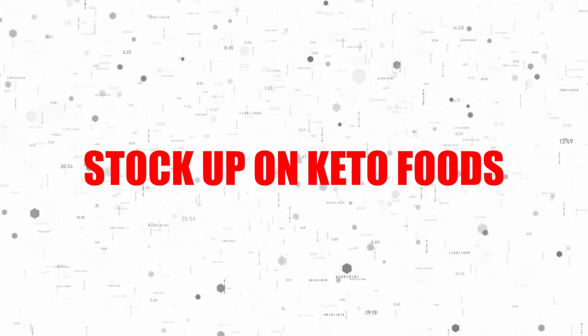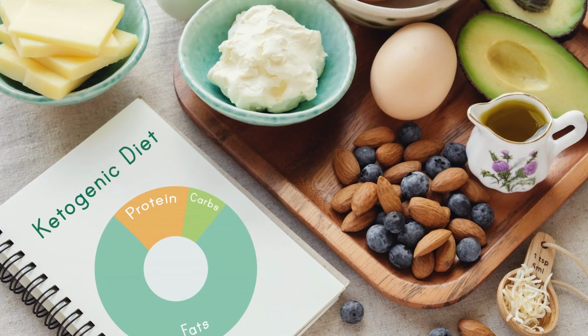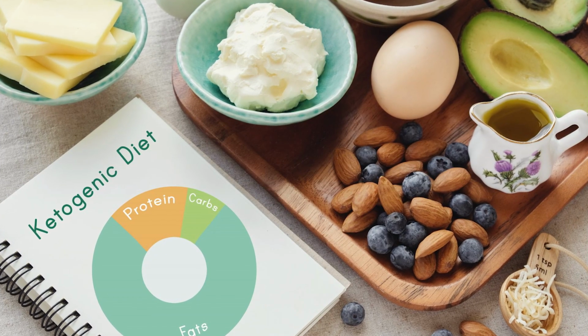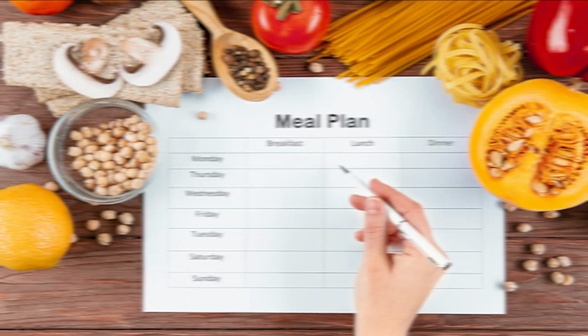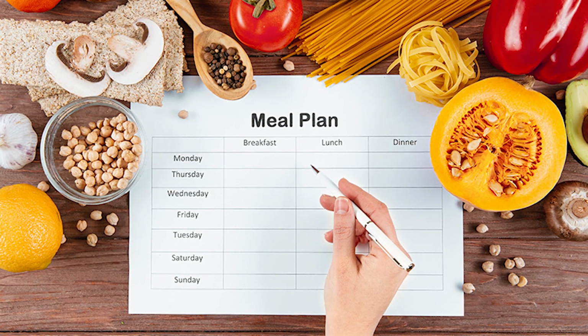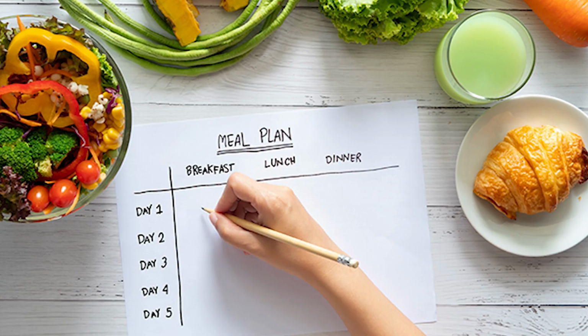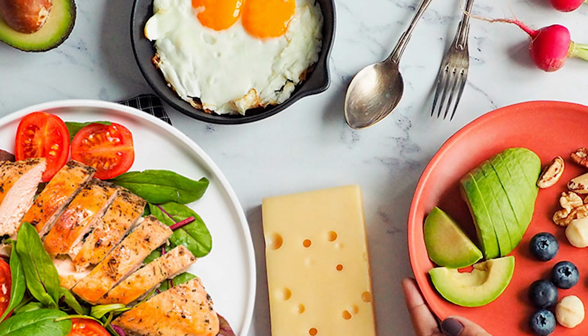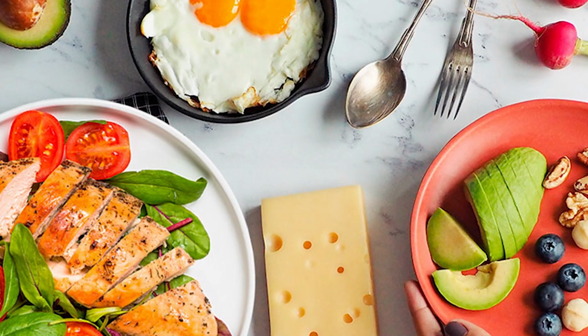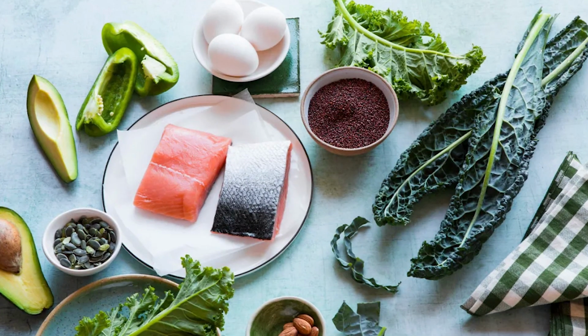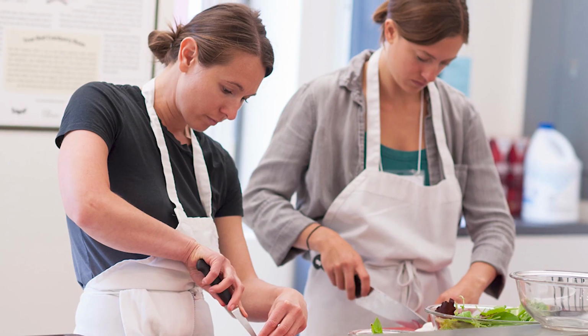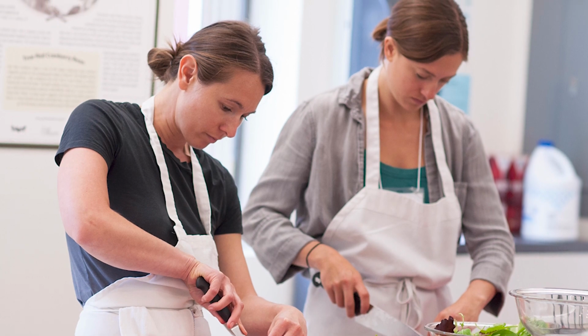Stock up on keto foods. Clear your pantry of high-carb items and stock up on keto-friendly foods. This will help you avoid temptations and make it easier to stick to your plan. Make a shopping list. Based on your meal plan, create a comprehensive shopping list of keto-approved foods. Clear out non-keto items. Remove high-carb foods from your kitchen to avoid temptation.